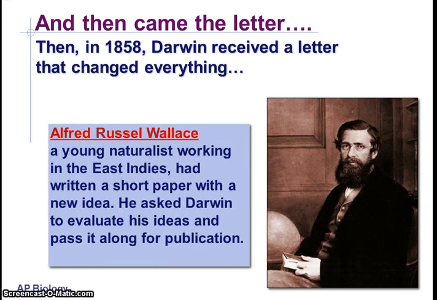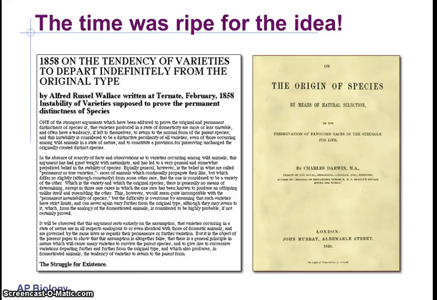Wallace came around, and he was from the East Indies, and he wrote a short paper with a new idea. He asked Darwin to evaluate everything, as scientists still do today, and then he was going to go ahead and publish. Well, this is what Wallace came up with: the tendencies of varieties to depart indefinitely from the original type. Sounds a lot like natural selection. This is Darwin's The Origin of Species by Means of Natural Selection: Preservation of Favored Races in the Struggle for Life.